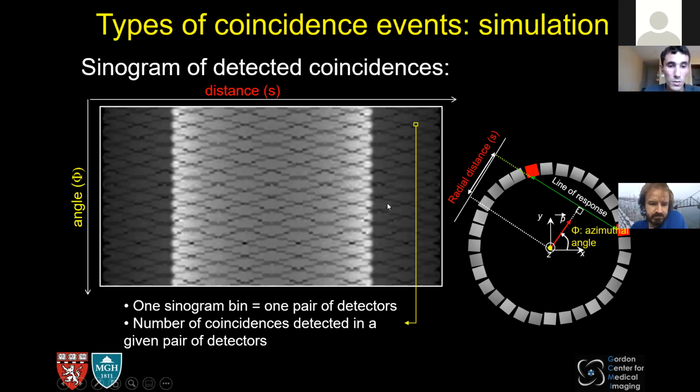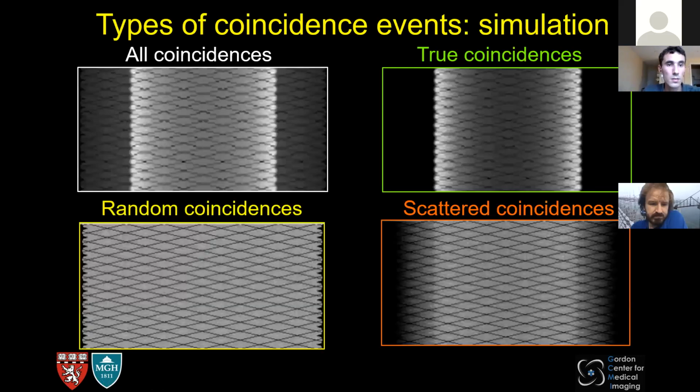One of the good things that we can do if we have simulations is that we know the ground truth and we can separate the signal into its components. So this is what I've done here. This is a sinogram of true coincidences only. You can see all the signal is located within the boundary of the object, nothing outside. This is typical of the true coincidences, the good ones.